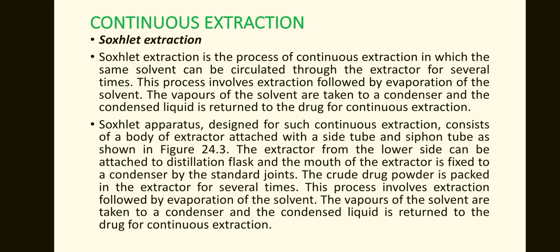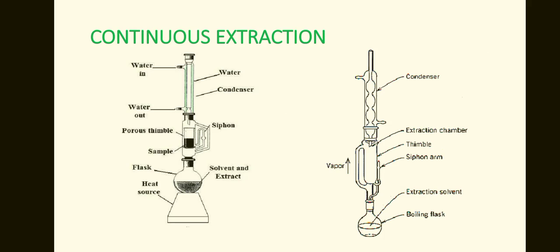Surface extraction. Surface extraction is the process of continuous extraction in which the same solvent can be circulated through the extractor several times. This process involves extraction followed by evaporation of the solvent. The vapors of the solvent are taken to a condenser and the condensed liquid is returned to the drug for continuous extraction. Here is the diagram that shows the continuous extraction.